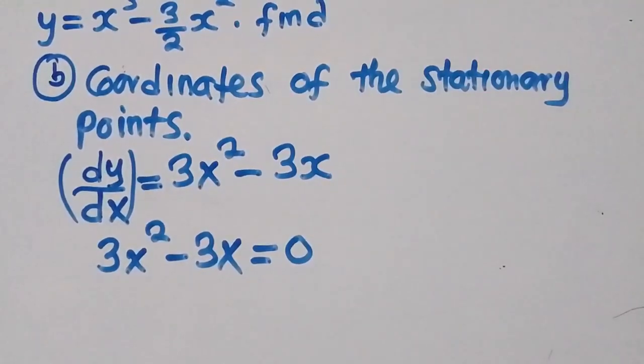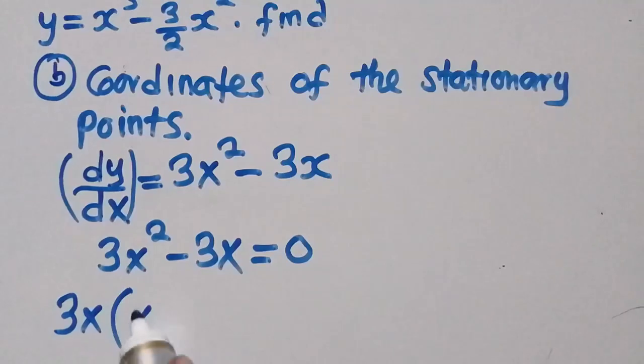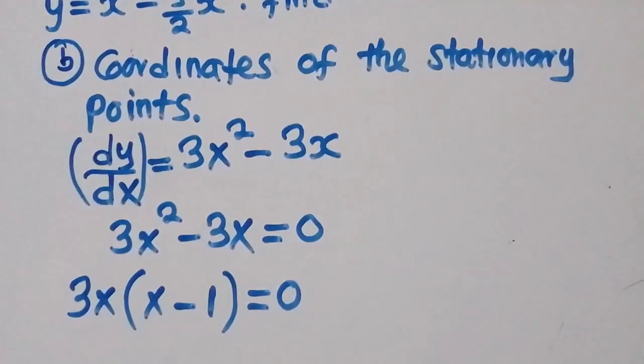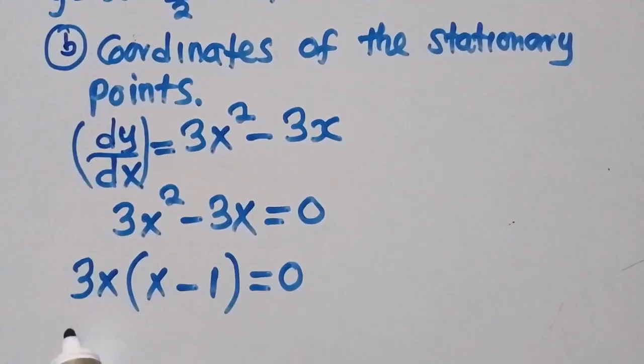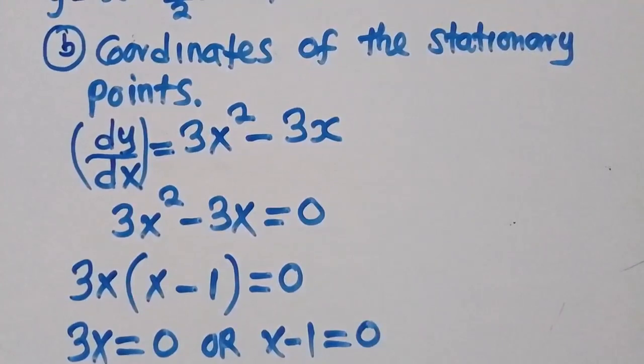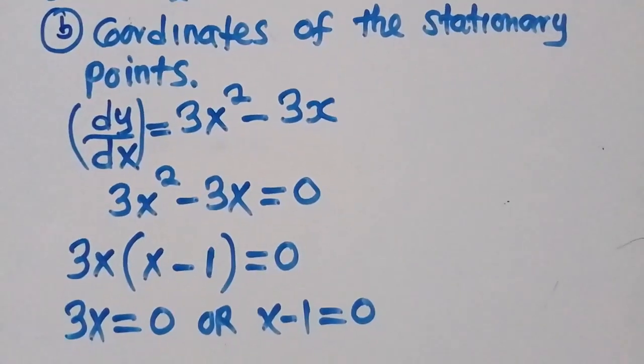How are you going to solve this equation? You factorize here. Which one is common? 3x. 3x, open bracket, x minus 1, which is equal to 0. Have you seen like this? You solve the equation. So you say 3x is equal to 0, or x minus 1 is equal to 0. This is what you are going to do.